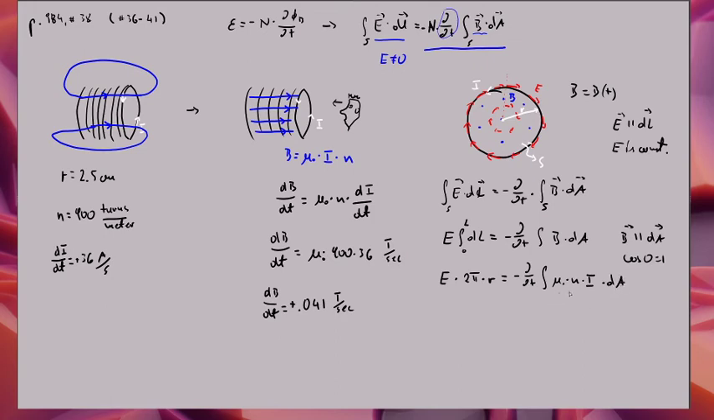And now mu naught is a constant, n is a constant, I is not a constant, but this I has nothing to do with dA. So I can pull all of this out of here. So what I'm going to have is E times 2 pi r equals minus d/dt of mu naught times n times I, and then the integral of dA.